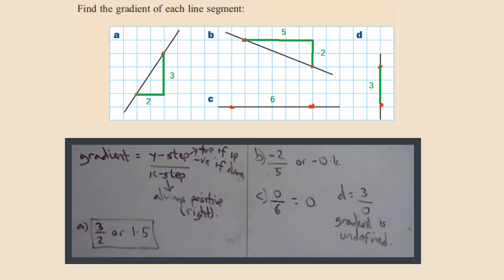If your line's going up, then it's going to be positive, and if your line's slanting down, it's negative. And when I say going up, if you look at this line here, imagine you're walking from left to right, and always think left to right. Are you walking uphill or downhill? Here I'm walking uphill, and for line B we are walking downhill, so that has a negative gradient.